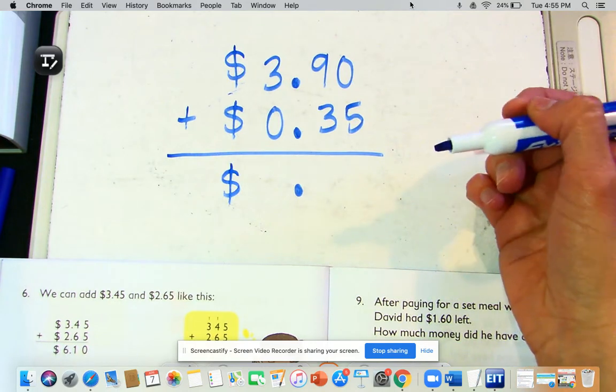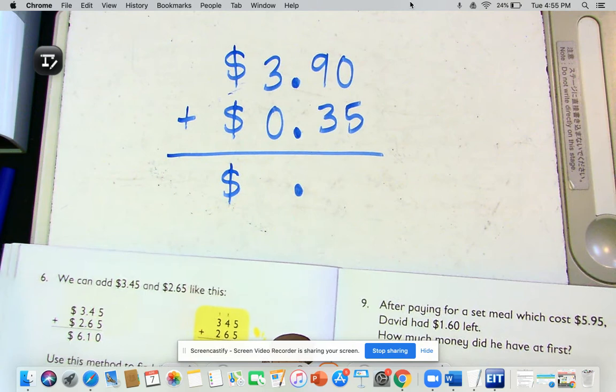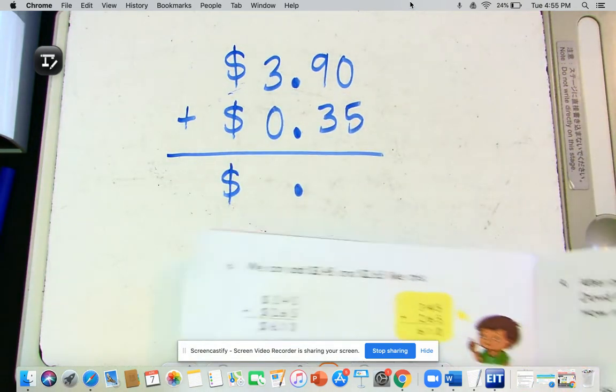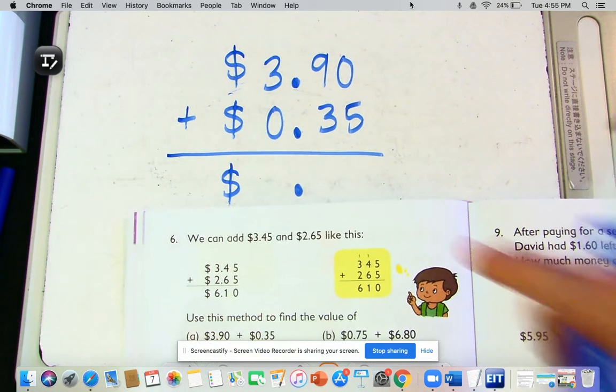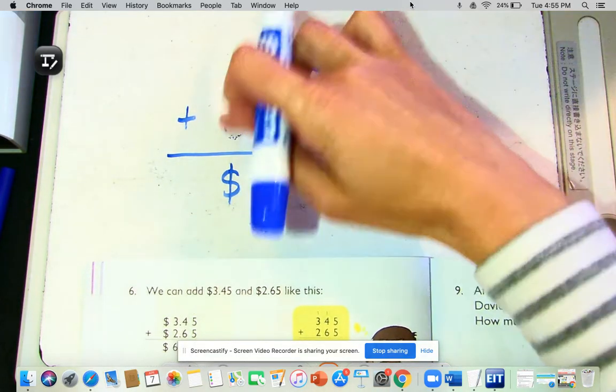They're already here. But the strategy that they're having us practice is we could also just ignore those and say, well, let's just take them away for now. We'll take away our dollar signs.